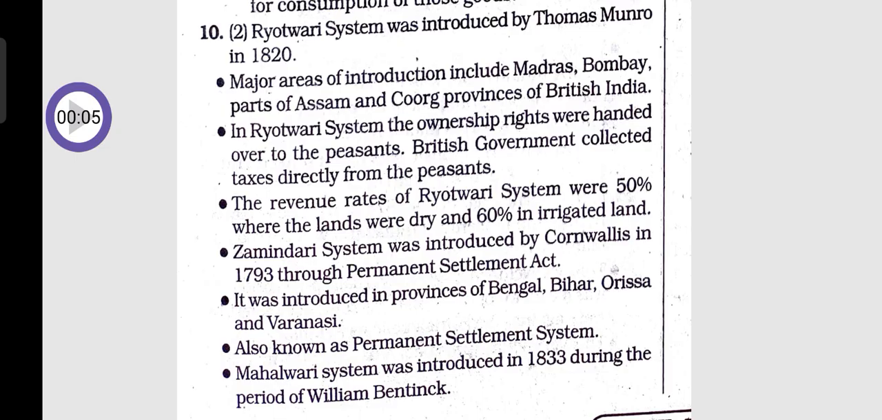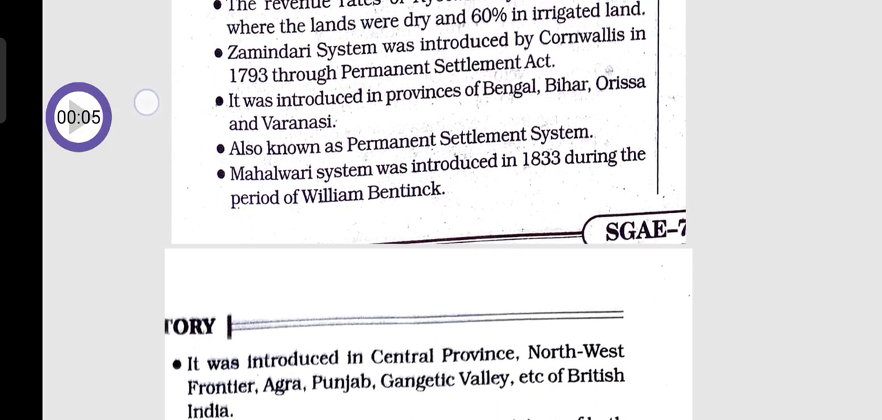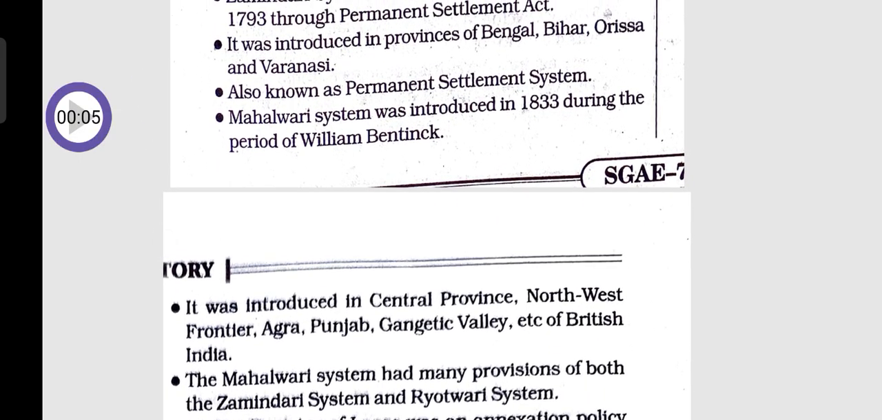The Zamindari system was introduced by Cornwallis in 1793 through the Permanent Settlement Act. It was introduced in the provinces of Bengal, Bihar, Orissa and Varanasi, and is also known as the Permanent Settlement System. The Mahalwari system was introduced in 1833 during the period of William Bentinck. It was introduced in Central Province, Northwest Frontier, Agra, Punjab, Gangetic Valley, etc. of British India.